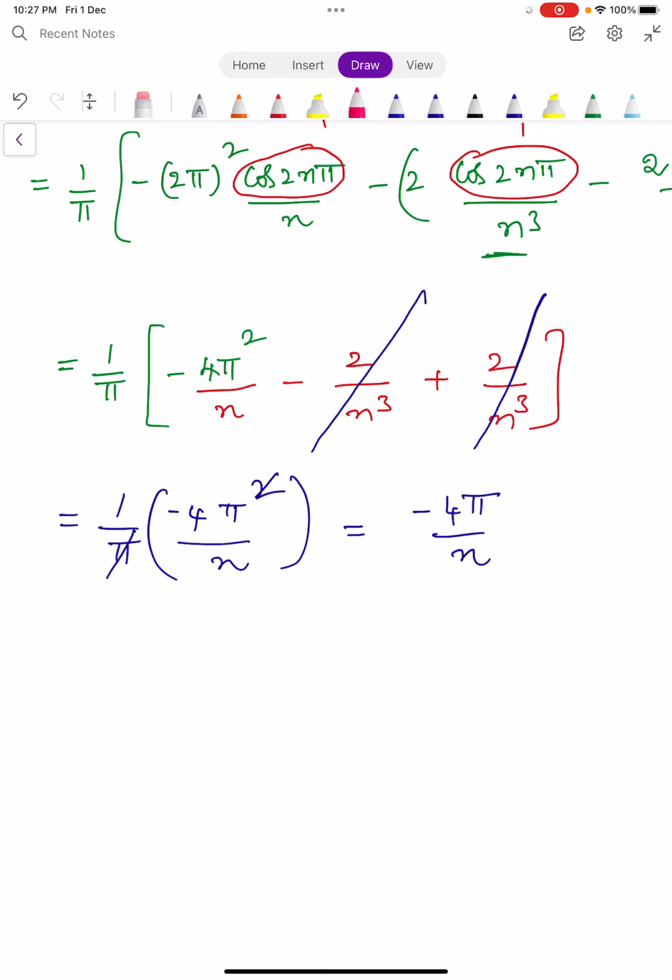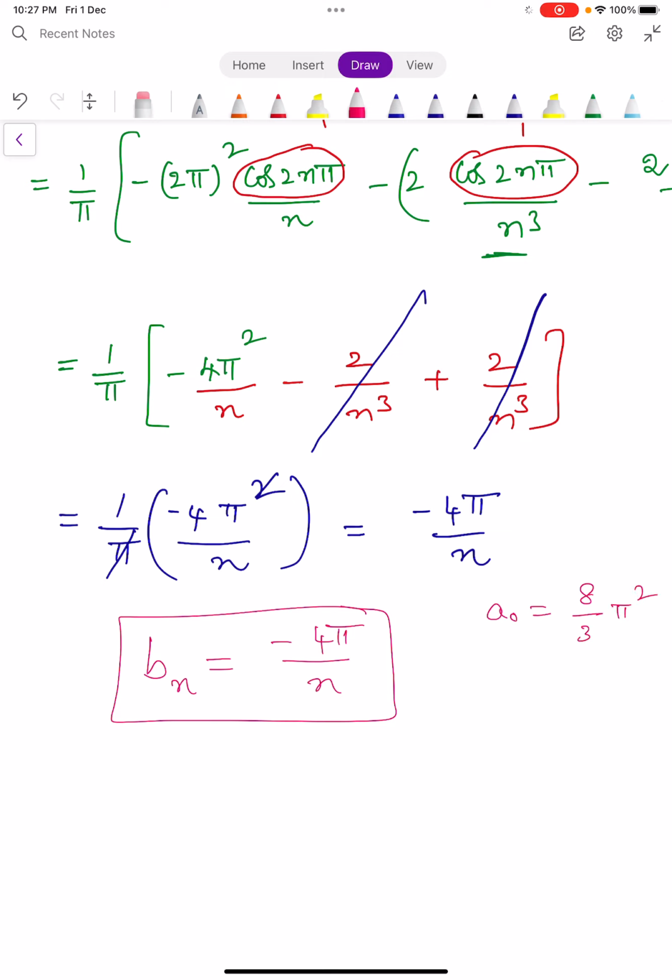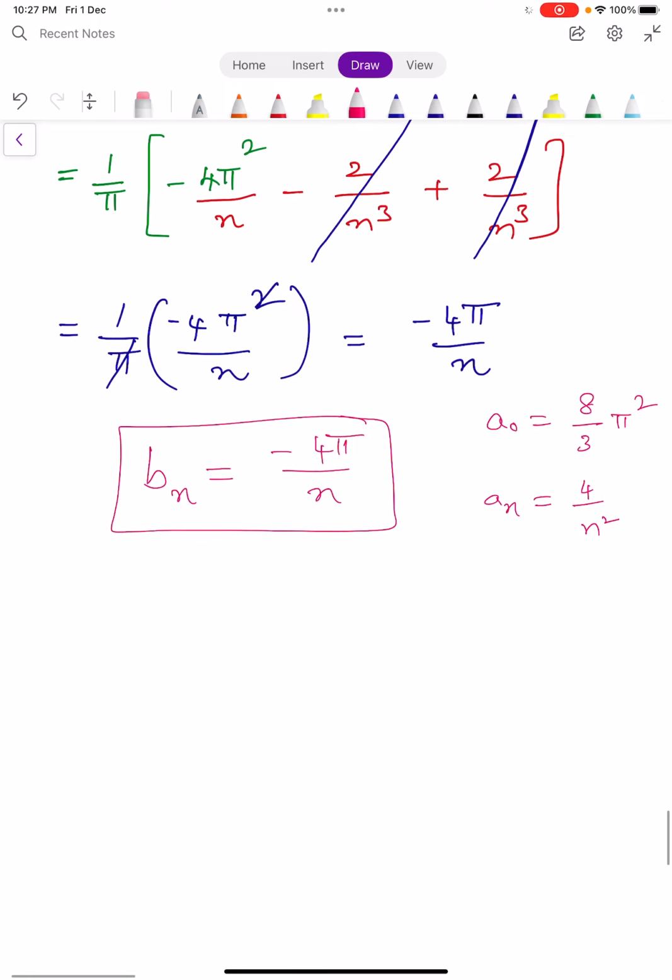This is nothing but bn is equal to minus 4 pi by n. So now we have all three values: a naught is equal to 8 by 3 pi square, and an is equal to 4 by n square.